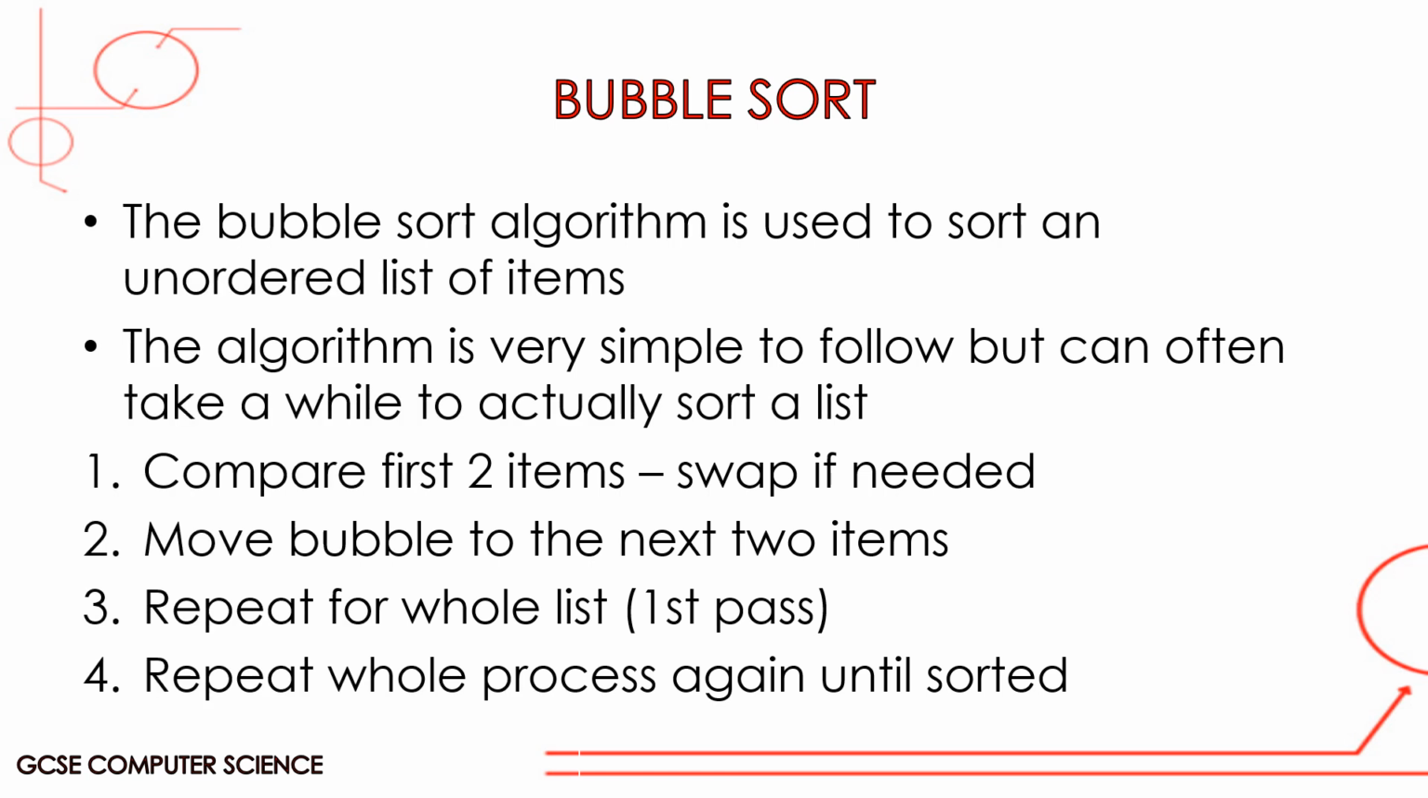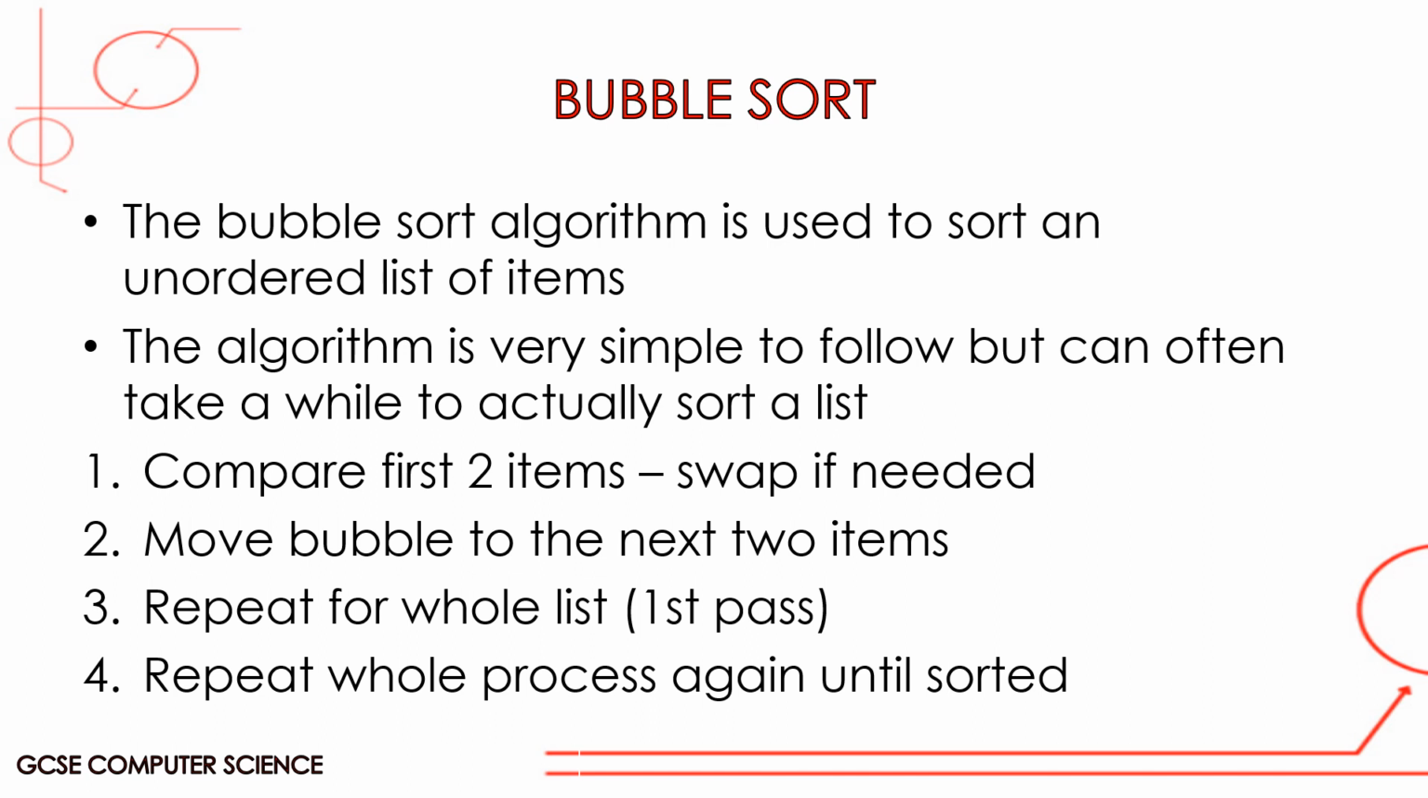Now we are on to the sorting algorithms. It says the bubble sort algorithm is used to sort an unordered list of items. All sorting algorithms are used to sort an unordered list of items. The algorithm for bubble sort is very simple to follow, but can often take a while to actually sort a list.